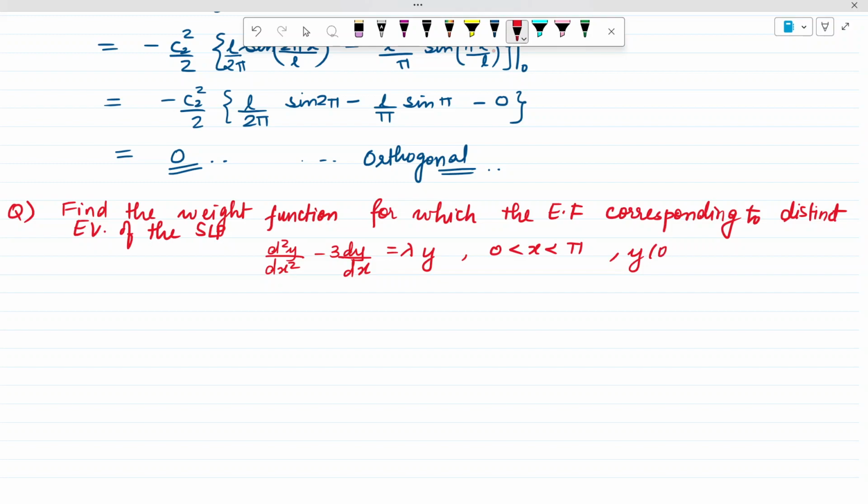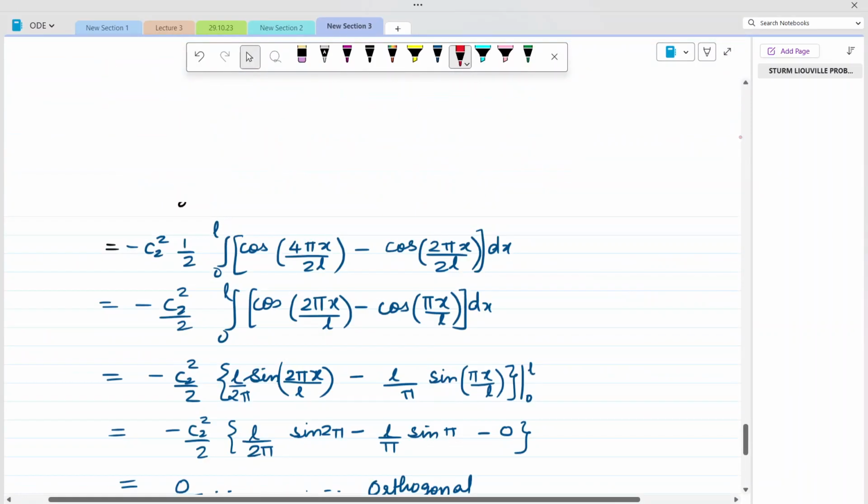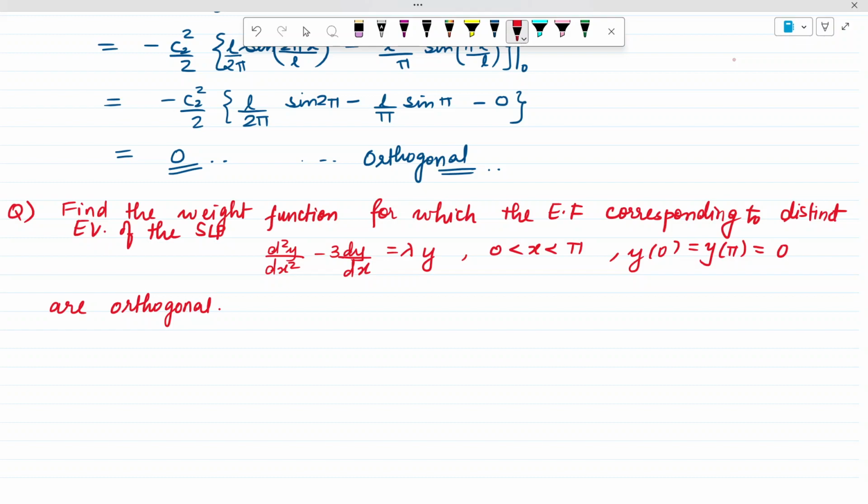With the boundary condition y(0) = y(π) = 0, the eigenfunctions are orthogonal. Come on, give it a try. You're expected to find the weight function for which the eigenfunctions will be orthogonal. Come on, try it. So what do you think should be the approach here?